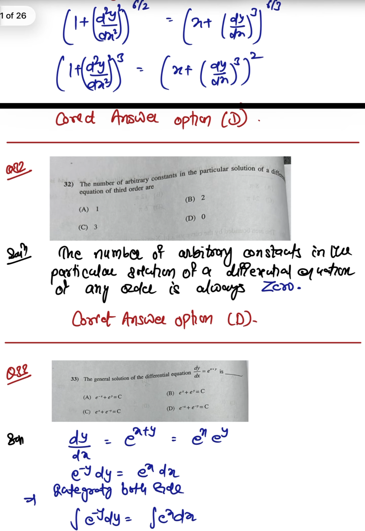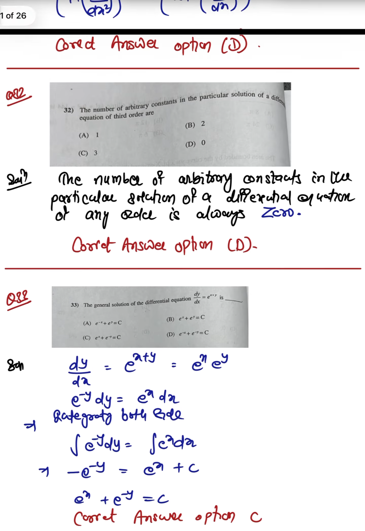Okay, 32. The number of arbitrary constant in a particular solution of differential equation. We always know it is 0. It does not matter. It's always 0. For general solution, it is the first order. But for particular solution, it is always 0.